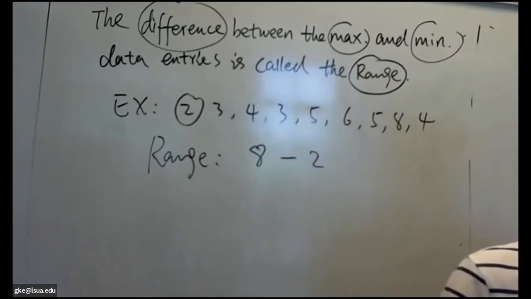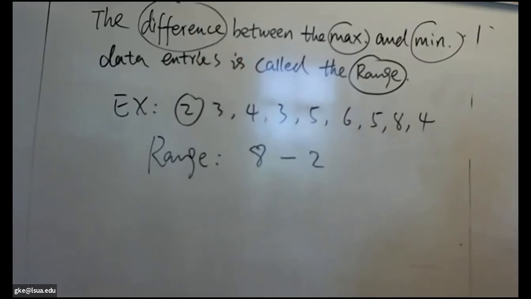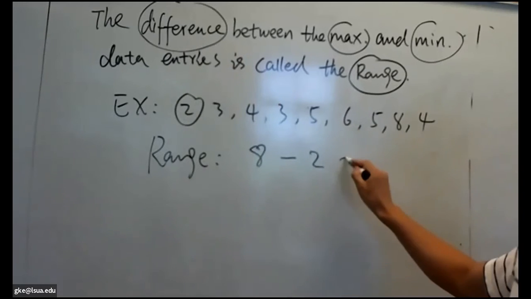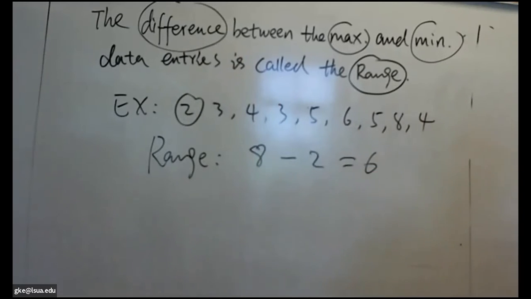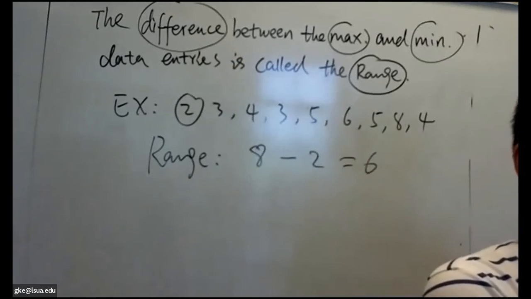So we do the subtraction because we're going to calculate the difference, right? So 8 minus 2 is going to be 6. That's it. That's the range. Find the maximum and the minimum, then do the subtraction. That's it.